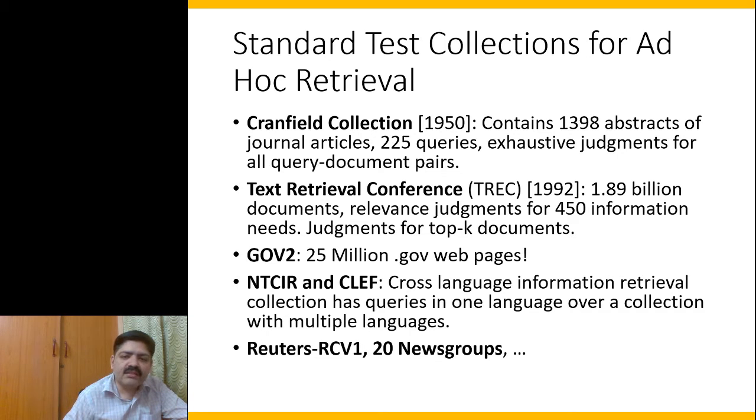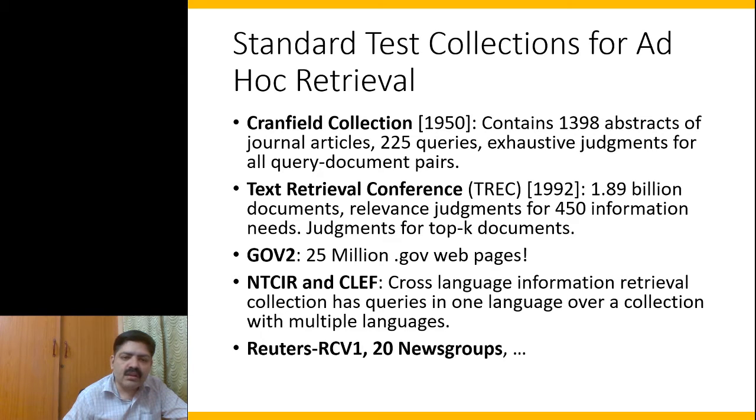We also have the TREC collection. TREC is Text Retrieval Conference. So we have several data sets here. The one that I have highlighted here is that of 1.89 billion documents with relevance judgments for 450 different information needs. So here we have judgments for top K documents.